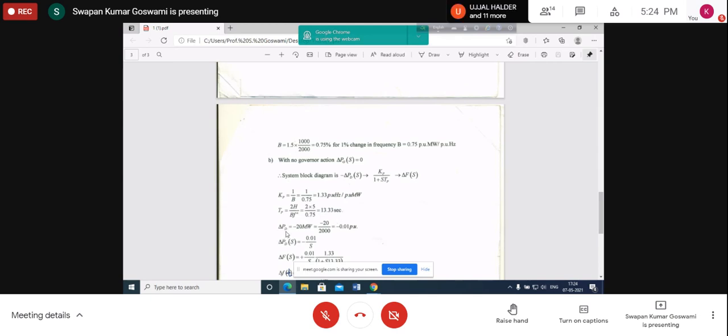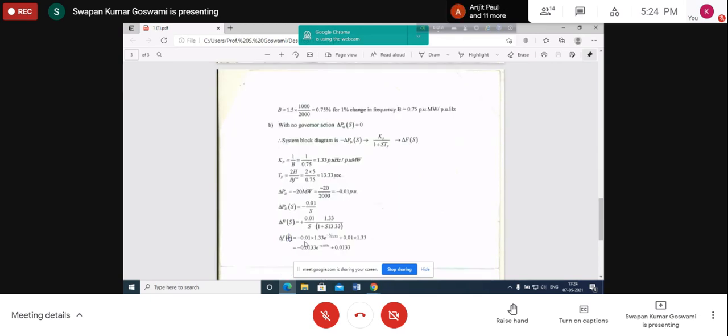And del PD is 20 megawatt. So minus 20 megawatt, as the load decreases. Minus 20 by 2000 means minus 0.01 per unit. This much is the load variation. So del PD(s) is minus 0.01 by s. So del F(s) will be equal to del PD(s) times Kp by 1 plus sTp, where Kp is 1.33 and Tp is found out as 13.33.